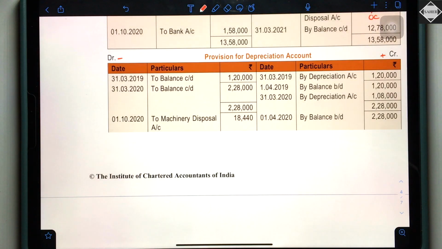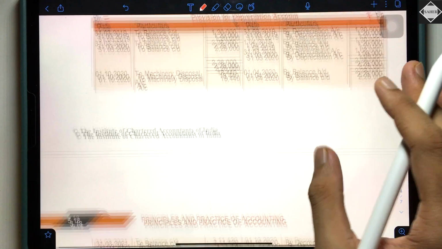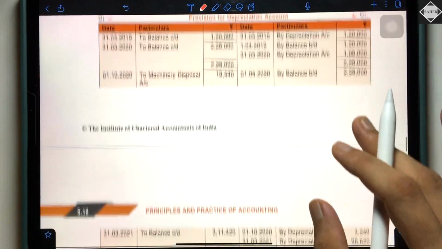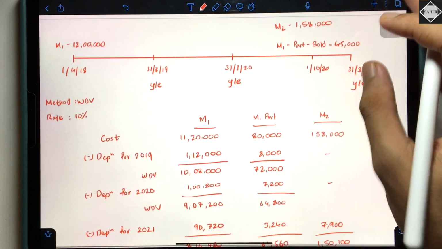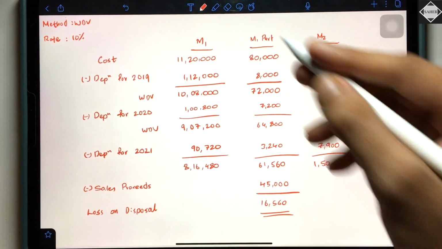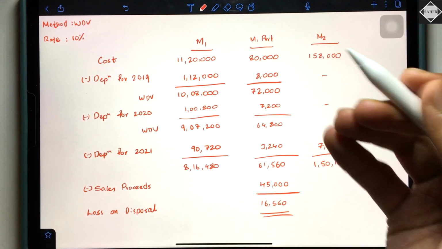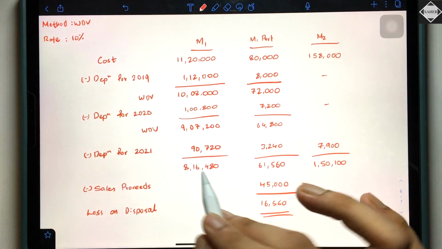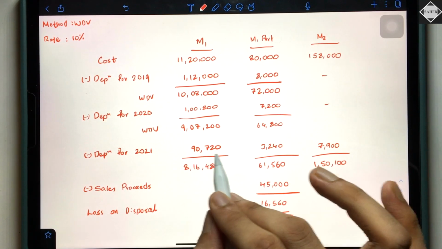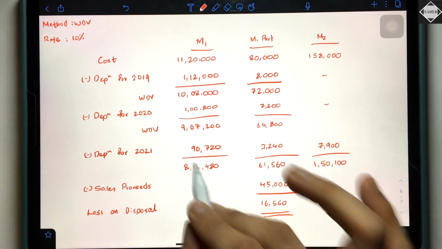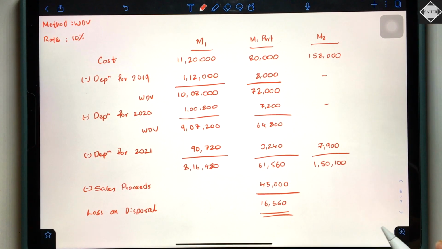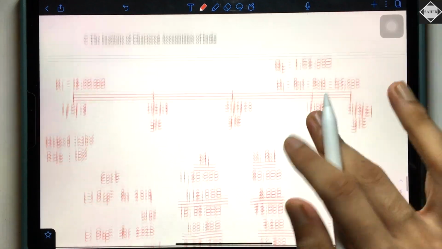Fine, you got that. After that, what happened? After that, what you have to do is you have to charge the depreciation on the remaining of the asset which you still have. So this asset is completely over. Now on M1 you have to charge the depreciation in 2021, now 90,720, and here also you have charged 7,900. So these two depreciation will come in that provision or accumulated depreciation account.